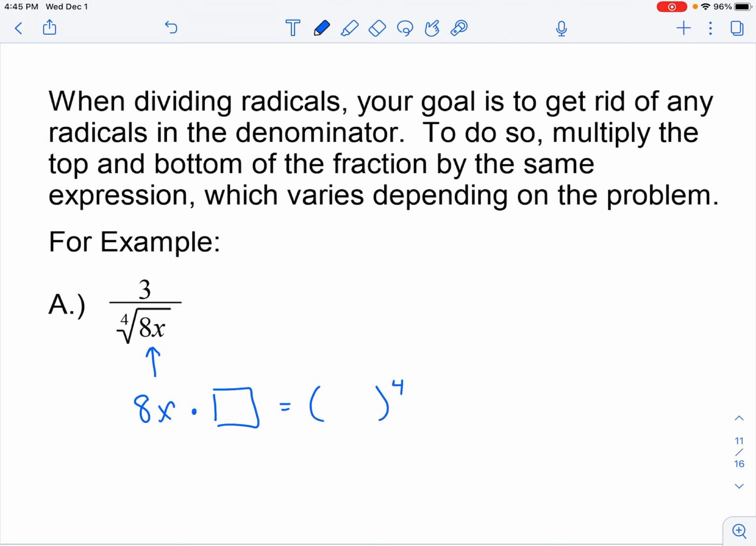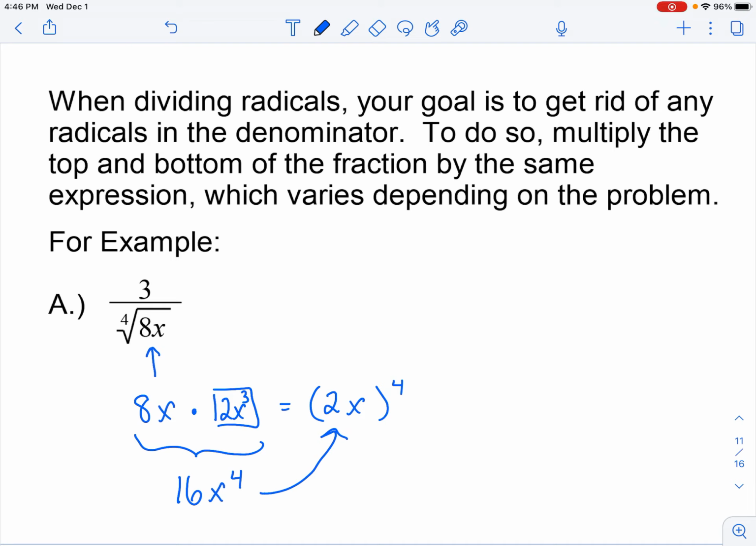Well, if I think about my perfect powers of 4, 2 to the fourth power is 16. So if I can make this into a 16, I can get 2 to the fourth power. So 8 times 2 would make that happen. And then that x needs to become x to the fourth, so if I multiply by x cubed, I'll get 16x to the fourth, which is essentially the same as this.